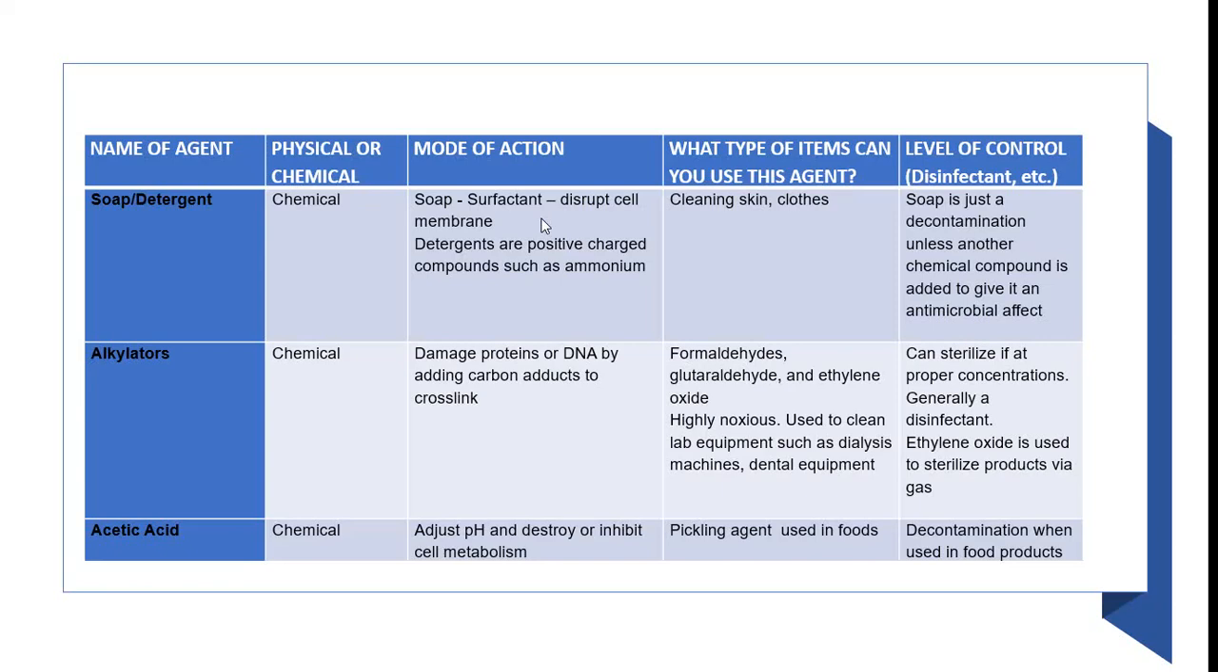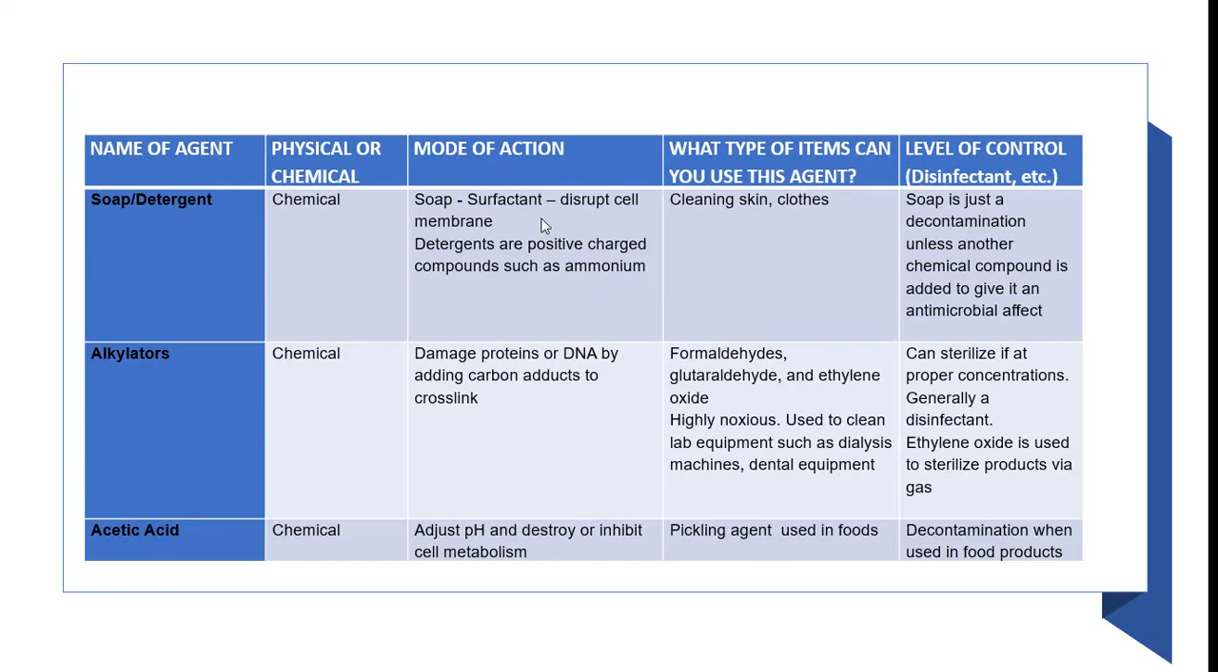Talking about alkylators now. Alkylators, because of the chemical groups within them, are able to damage protein and DNA because of the way that they cross-link carbon sources. Where these are going to be used most likely are in formaldehyde and glutaraldehyde. You've heard of those when you think of embalming agents. You know the strong smell that comes with formaldehyde, for instance, and so formaldehyde is not used very often anymore because it has that highly noxious gaseous odor.